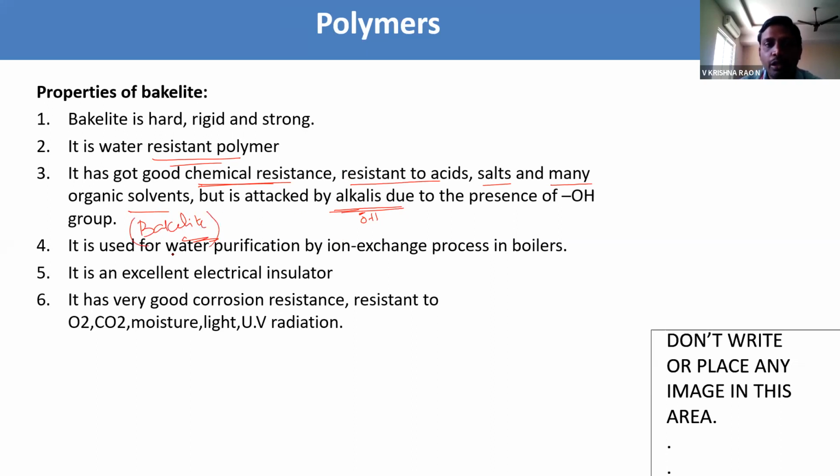It is used for water purification by the ion exchange process in boilers. This bakelite is used in the purification process, the ion exchange process, in the boilers.